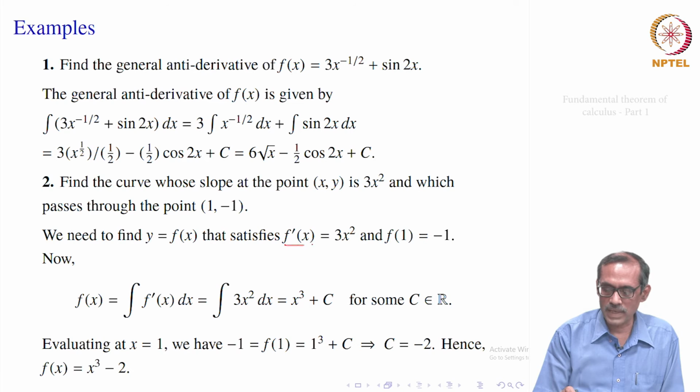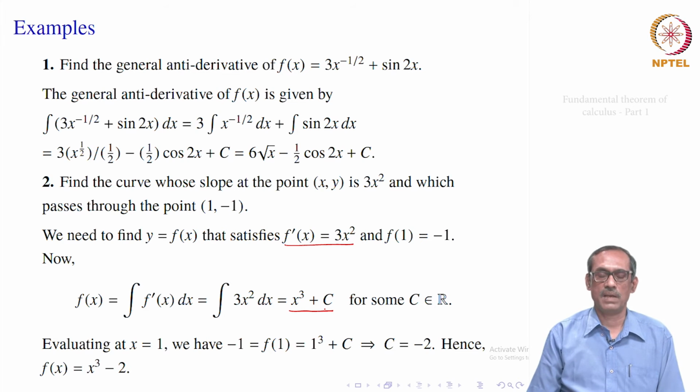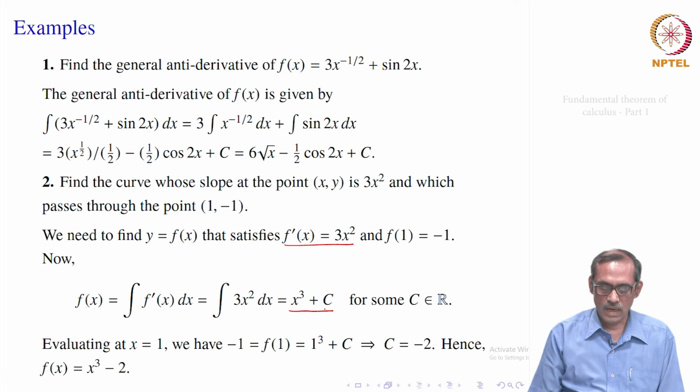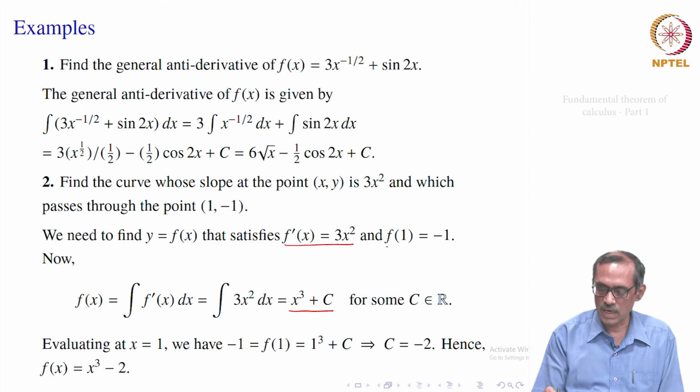So, now since f prime x equal to 3x square, by the second fundamental theorem, f of x is the integral of f prime x dx, which is the integral of 3x square dx, and 3x square we know is the derivative of x cubed. So, its integral will be x cubed plus c for some constant c, some real number c. Now, we know f of x is in this form for arbitrary constant c. We have to evaluate that arbitrary constant by using the condition f of 1 equal to minus 1.